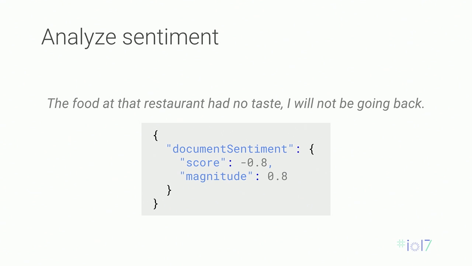And then we get magnitude, which tells us, regardless of being positive or negative, how strong is the sentiment in this text. And this is a range from 0 to infinity, and it's normalized based on the length of the text. So we get a pretty small number here, 0.8, because this is just a small piece of text. So that's sentiment analysis.